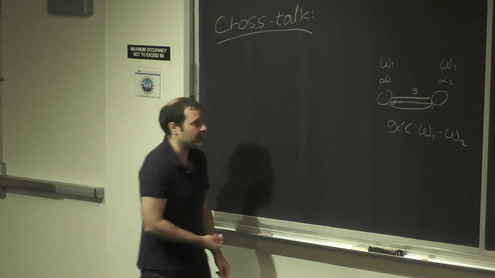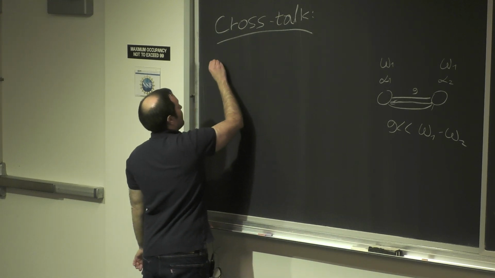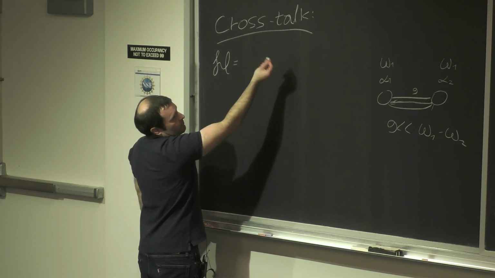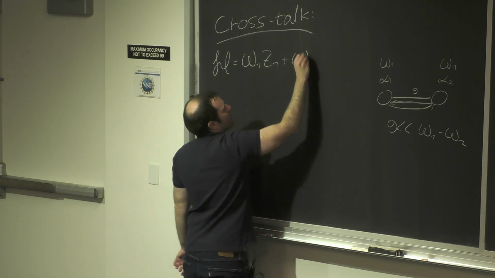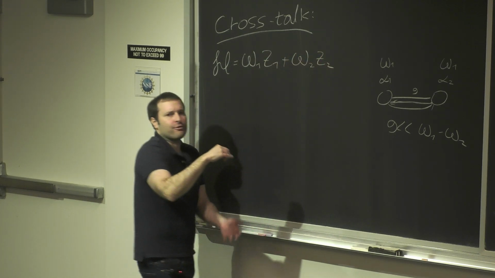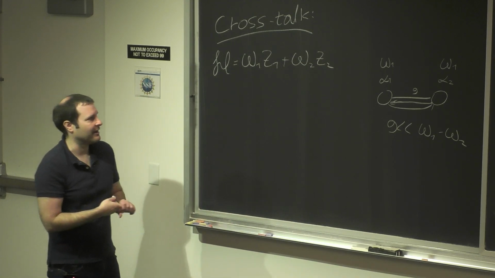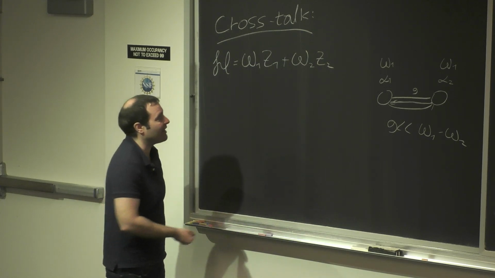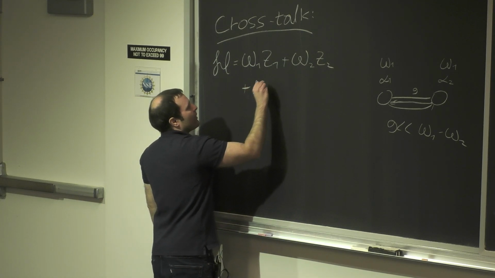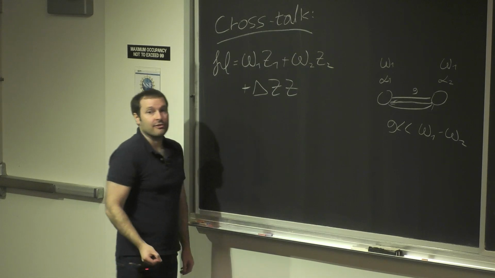And convince yourself that if you do second order perturbation theory and you ask what is the Hamiltonian that describes these two qubits, of course it will be something like omega 1 Z1, omega 2 Z2. I project to the first two levels, so let's ignore all the other levels of the transmon. So of course this will just be what you would expect if you just had two transmons, but then effectively you are going to have some ZZ term.